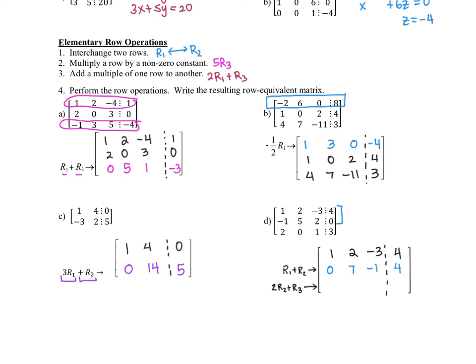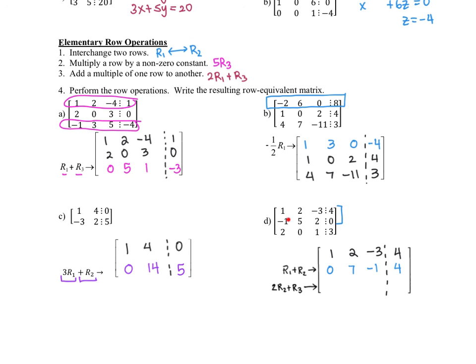Okay, for the last one, row 3 I'm going to replace with twice R2 plus R3. And I am going to do this in my head. If you want to do it on the side to show your work, you could do it on your side. You don't need to show your work though. Okay, so twice R2 plus R3.